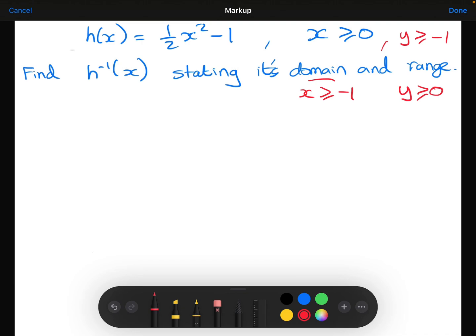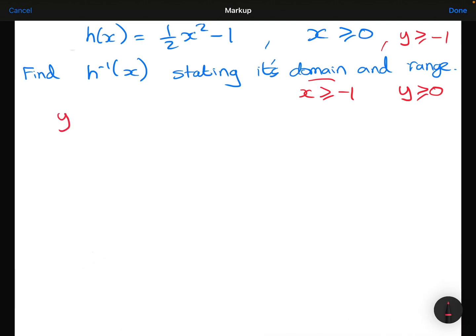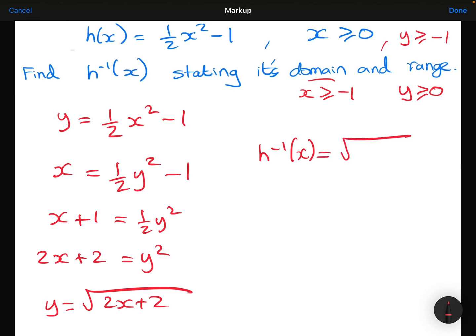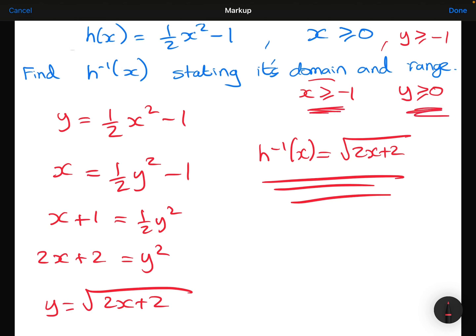Right, let's now find the actual inverse function. So again, I'm going to write down the function y equals half x squared minus 1. The x and the y flip, because that's what the inverse function does. And I'm now going to rearrange to make y the subject. So add 1 to both sides, multiply both sides by 2, and then square root. Now to write this in its usual form, h inverse of x is equal to the square root of 2x plus 2. This is my inverse function, this is its domain, this is its range.